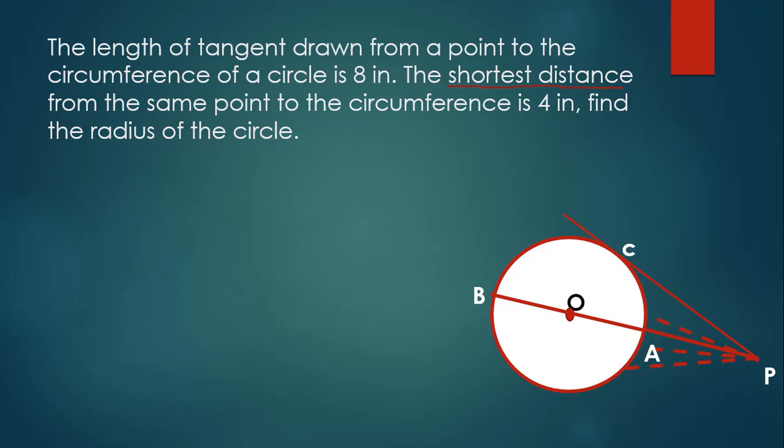So we are given the length of the tangent to be 8 inches. And the shortest distance is 4 inches, which will be PA. So let's write PC is 8, PA is 4 inches, and we have to find the radius.